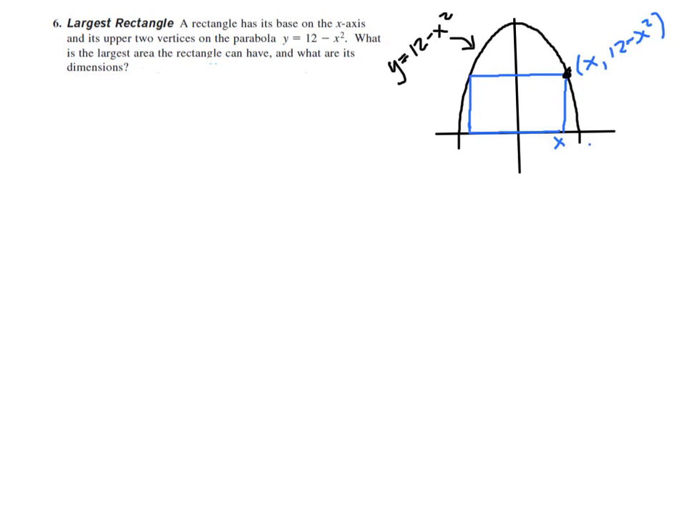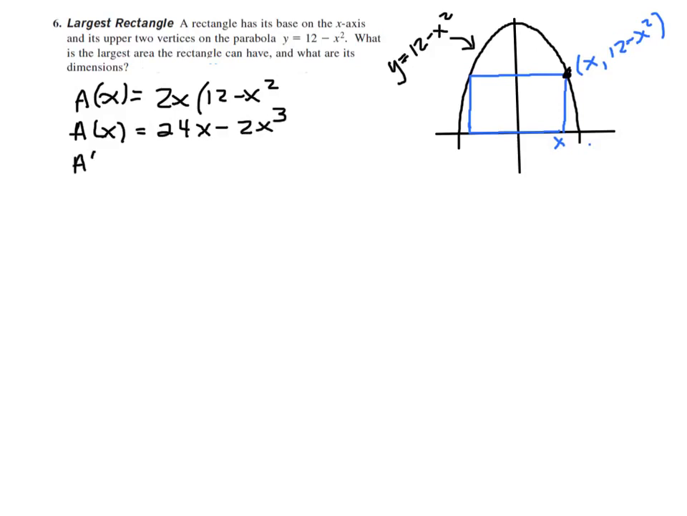So we will come up with a formula for the area of the rectangle. The area in terms of x will equal 2x times the height, 12 minus x squared. We will multiply that out so that makes the derivative nice and easy to take. A of x equals 24x minus 2x cubed, and then A prime of x will equal 24 minus 6x squared.